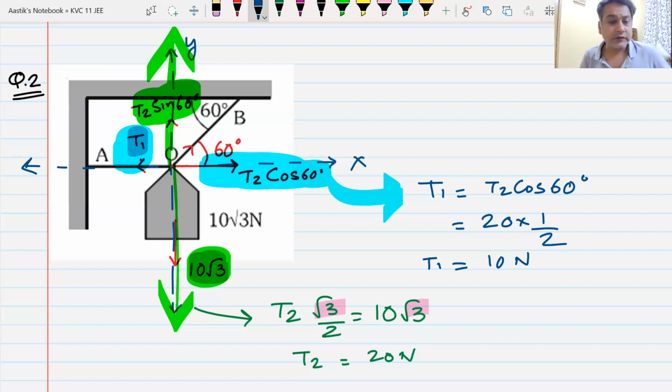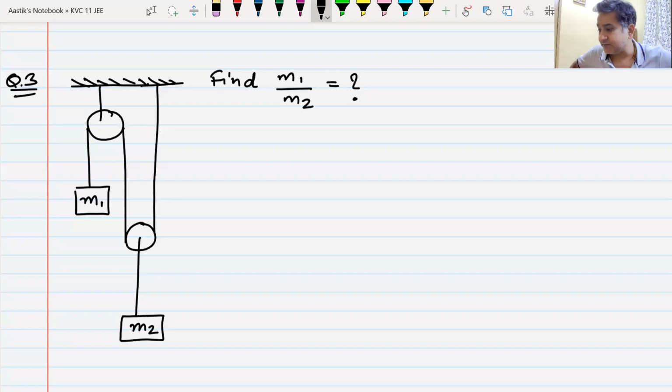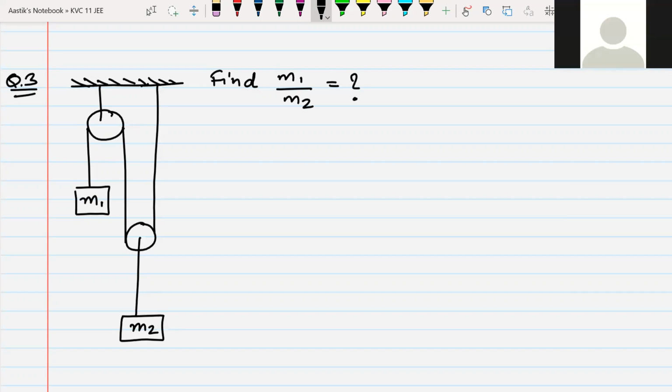Done, sir. Answer. Then this question, sir, this system is in equilibrium. This system is in equilibrium. You have to find out the value of M1 by M2. I'll give you 2 minutes to do this.